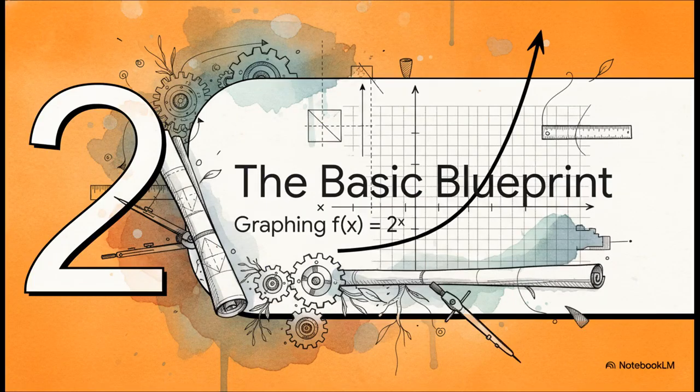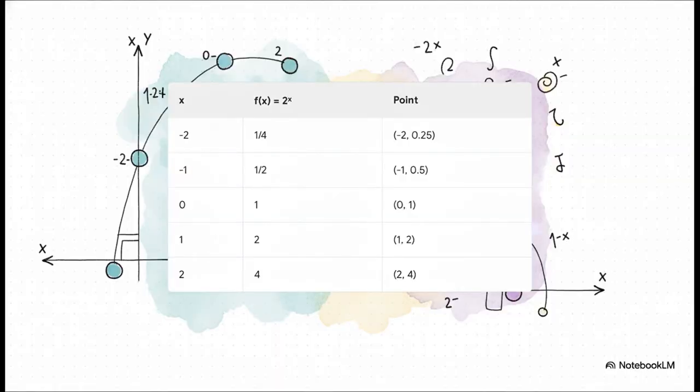All right, let's get our hands dirty and actually build one. We're going to start with the most classic example there is, f(x) = 2^x. Seriously, if you can wrap your head around how this graph comes together, you'll understand the foundation for pretty much every exponential growth curve out there. So how do we graph this thing?